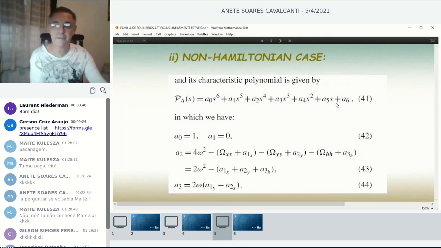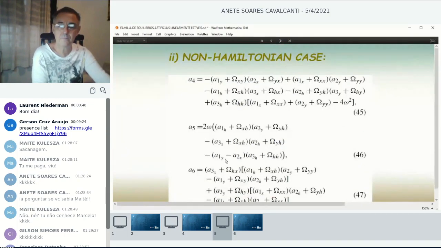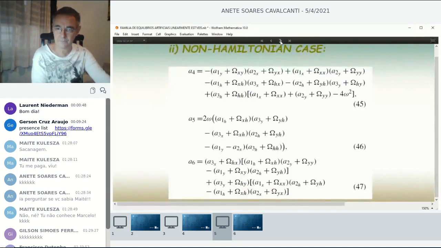Anyway, we have the characteristic polynomial given by this polynomial of degree 6, in which you have the expressions for each of the coefficients. A0 is equal to 1, A1 is equal to 0, and the others are a little bit more complicated. They are given here: A2, A3, A4, A5, and A6.